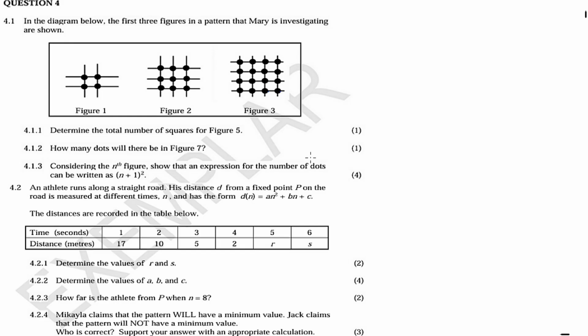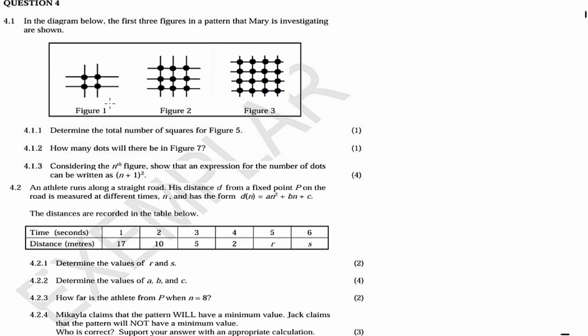4.1. In the diagram below, the first 3 figures in a pattern that Mary is investigating are shown. We have the first figure, figure 1, okay? For 4.1.1, they want us to determine the total number of squares in figure 5.